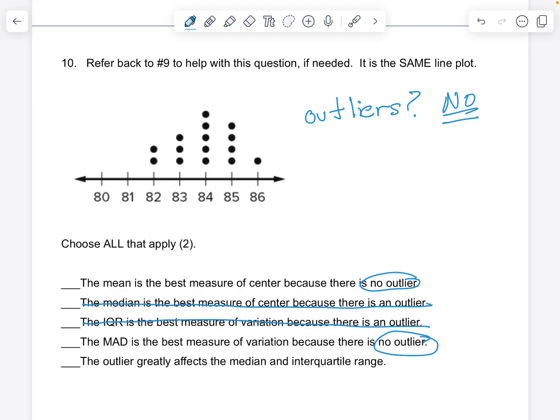Let's read them. So the first, the mean is the best measure of center because there's no outlier. That is true. And the fourth choice, the MAD is the best measure of variation because there's no outlier. That is true. And just to read the last one, the outlier greatly affects the median and interquartile range. That would be true, but there is no outlier, so we would say no.